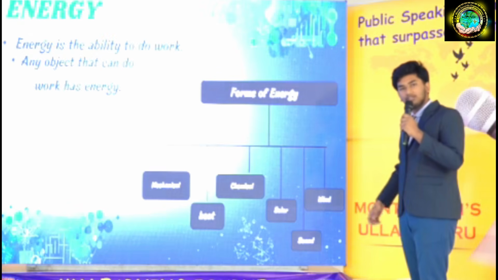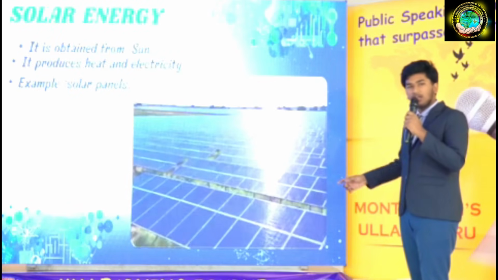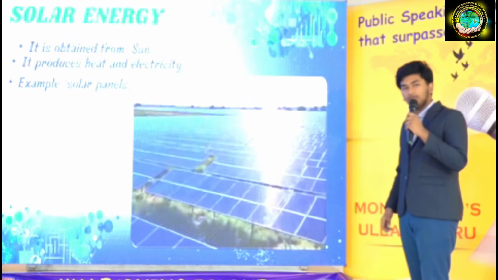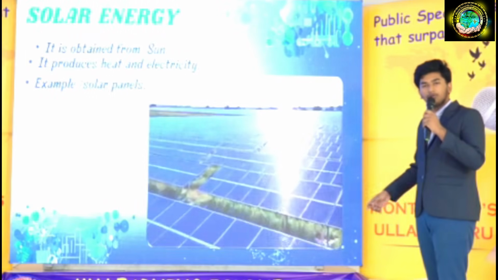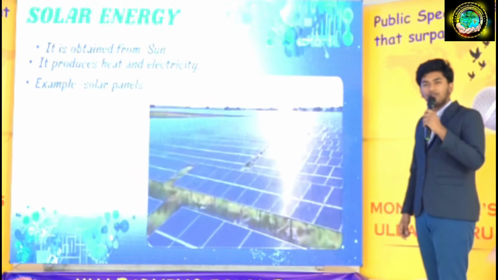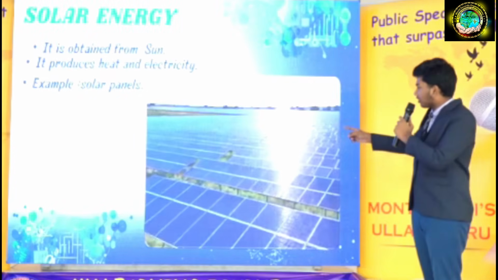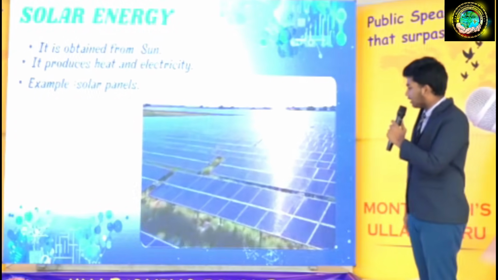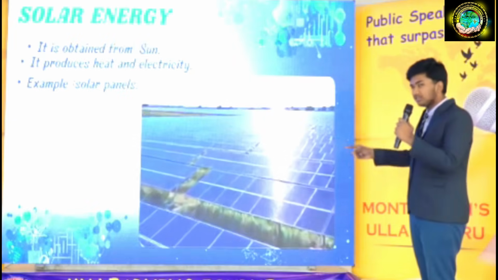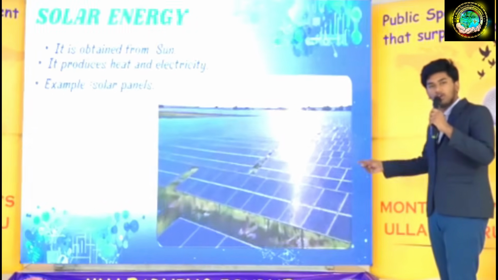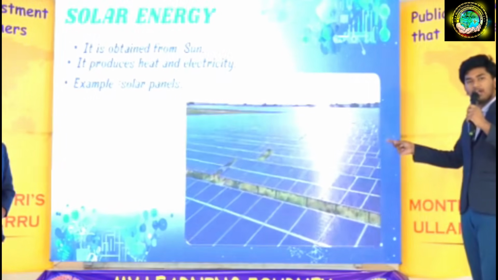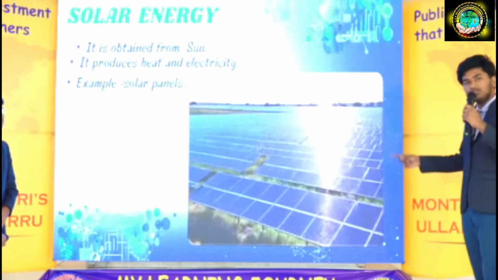First of all, we discuss about solar energy. Solar energy is the energy that is produced by the sun and it is used to produce heat and electricity. For example, we can see this video, the solar panels are placed under the sunlight and the sunlight falls on them. When the sunlight falls on the solar panels, they will absorb the sunlight and convert it into electricity. This is called solar energy.